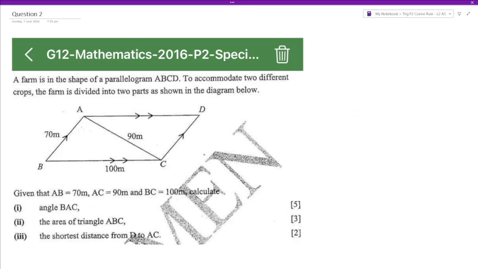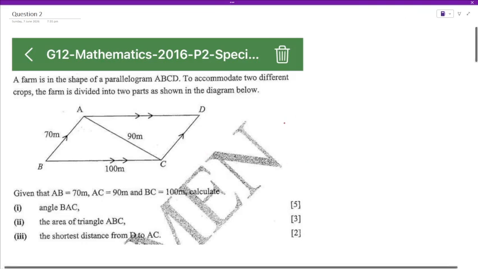Okay, we proceed to the next one. So the next one is coming from 2016 paper 2. This is actually a specimen. Very simple question as well. You notice they just added this extra shape to make a parallelogram, just to sort of confuse students. But initially all you're supposed to focus on is this triangle.